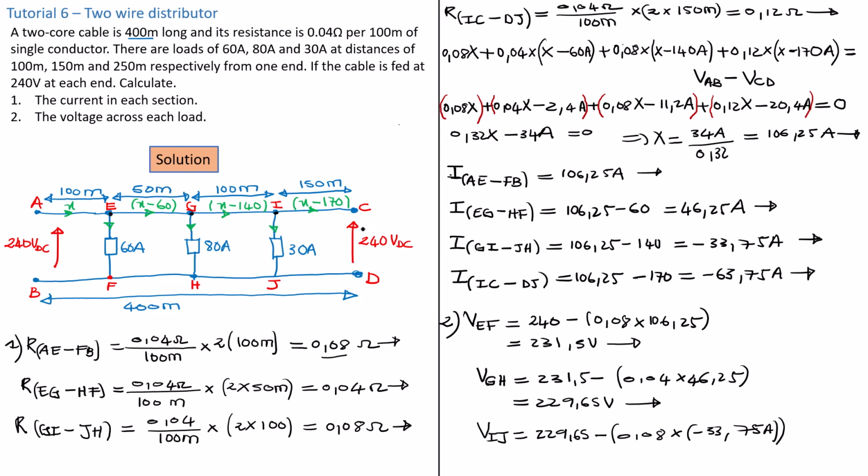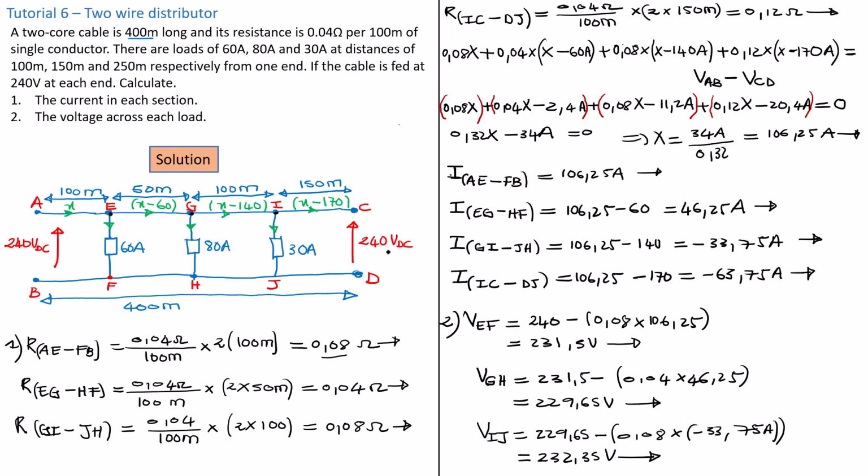Right now, this is the current pushing from this direction into this voltage source, which means this current is negative because it is going the opposite direction to the current that is actually trying to go the other way. So it's negative. Then computing this, we're going to get a value of 232.35 volts.